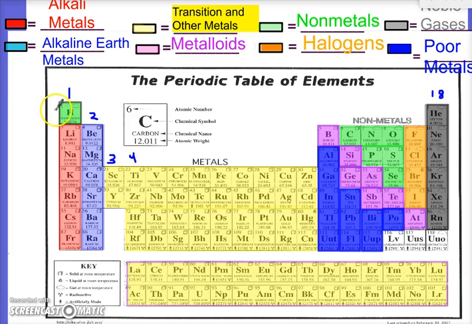You also need to number the periods. The periods, remember, are the rows from side to side. So this would be period 1, 2, 3, all the way down to period number 7.